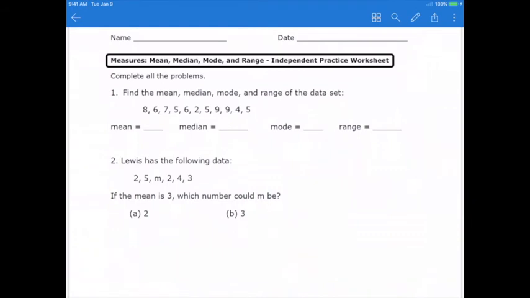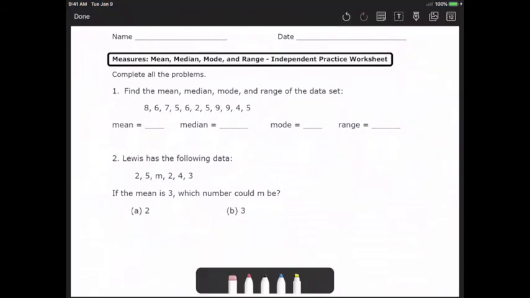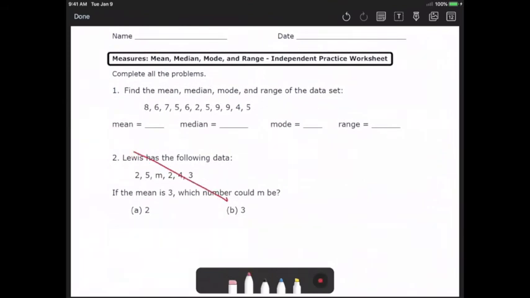What I want you guys to do is this. You could skip number 2. I want you to try number 1. So put them in order first, then get the range, mode, mean, and median. Pause, then hit play. All right, so here we go.